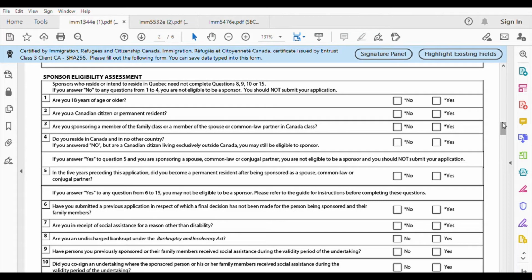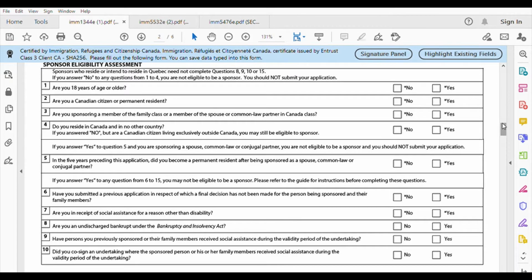So here, guys, sponsor eligibility assessment. This part also is very important. Sponsors who reside or intend to reside in Quebec need not complete question 8, 9, 10, or 15. This is only for people who live in Quebec. They don't need to answer those questions.